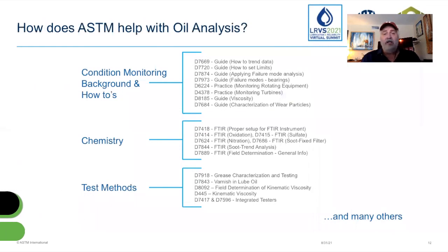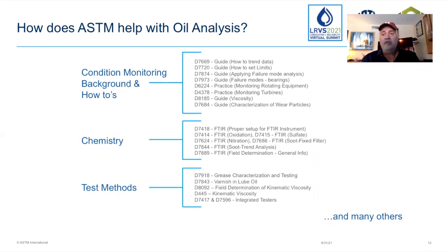So in terms of oil analysis, just some of the types of things that one might accomplish. One type of standard might be condition monitoring background how-tos, guides about how to set trend data or set limits or apply failure modes type techniques to determine what testing we should even do on a particular machine. What is cost effective? What would be effective in terms of an expectation of what we can monitor at all? That would be one type of a standard.